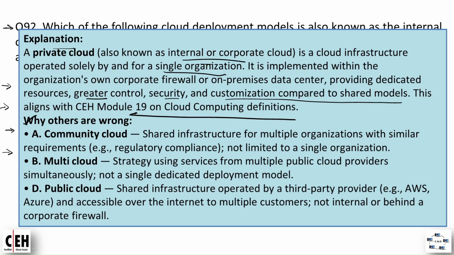So why the other options are wrong? Option A, community cloud is shared infrastructure for multiple organizations with similar requirements, for example, regulatory compliance, not limited to a single organization. Option B, multi-cloud is a strategy using services from multiple public cloud providers simultaneously, not a single dedicated deployment model. And option D, public cloud is shared infrastructure operated by a third-party provider, for example, AWS or Azure, and accessible over the internet to multiple customers, not internal or behind a corporate firewall.